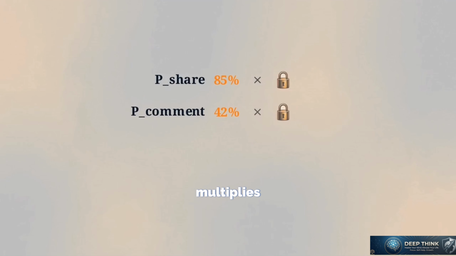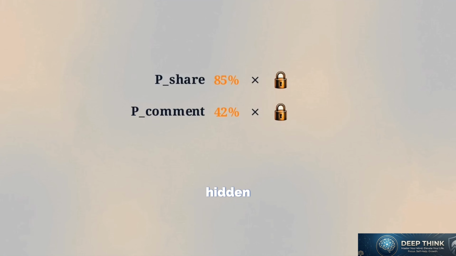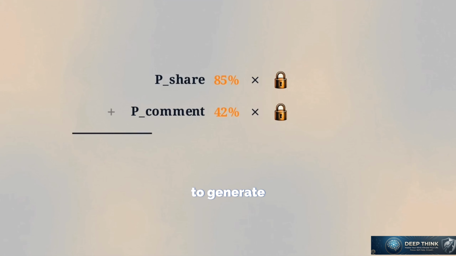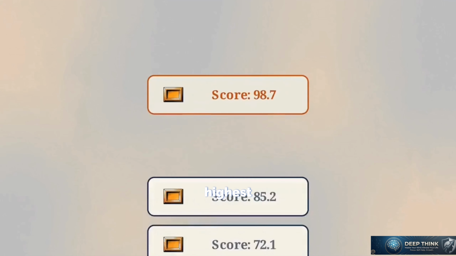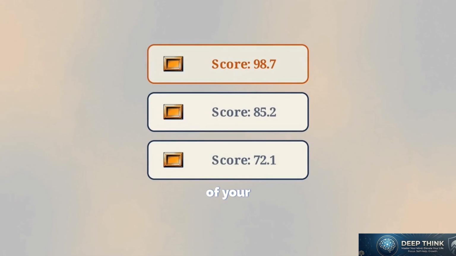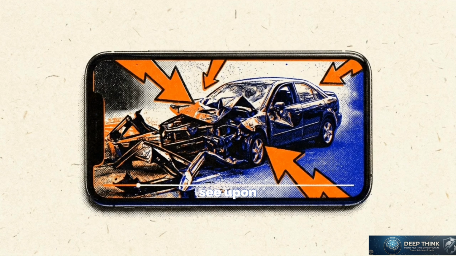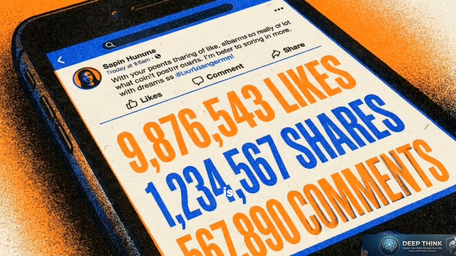The computer multiplies those probabilities by the company's hidden weights, adding them up to generate a final score for every piece of media. The items with the highest scores get stacked at the very top of your feed. The first video you see upon opening an app is rarely the most informative or helpful. It is simply the video whose math yielded the highest probability of triggering a reaction.